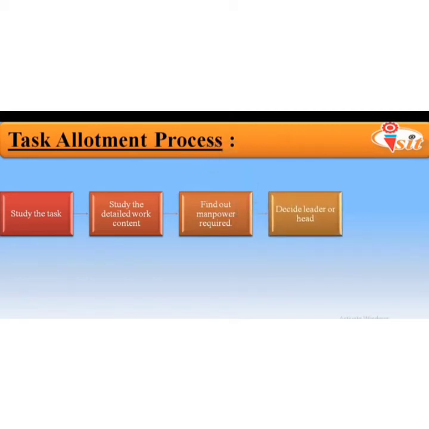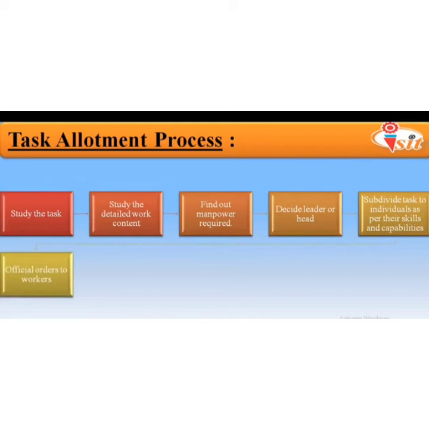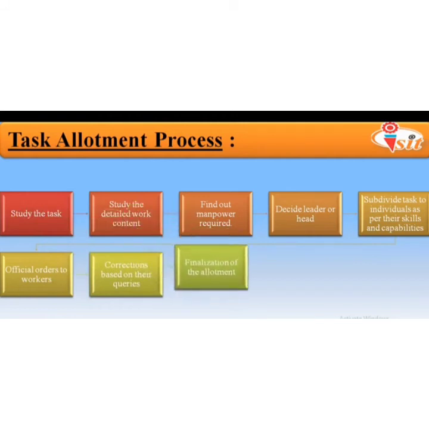The next step will be to decide the leader or head for that particular group who is going to work on the given project or task. Then the next step is to subdivide the task to each individual based on their skills and capabilities. After subdividing the task, the official will order the workers to carry out their work. Also the queries from the workers will be asked and the corrections for the same will be done, and thus the allotment work will be finalized.